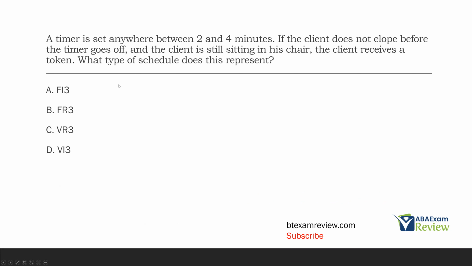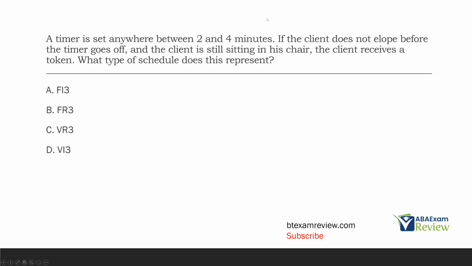Question 1. A timer is set anywhere between 2 and 4 minutes. The client does not elope before the timer goes off, and the client is still sitting in his chair. The client receives a token. What type of schedule does this represent? Whenever we're talking about schedules, we're talking about basic reinforcement schedules for RBTs, because you need to know 4 basic schedules: fixed interval, fixed ratio, variable interval, and variable ratio. And these are very easy if you break them down into their components. When we talk about interval versus ratio, we're talking about time versus responses.